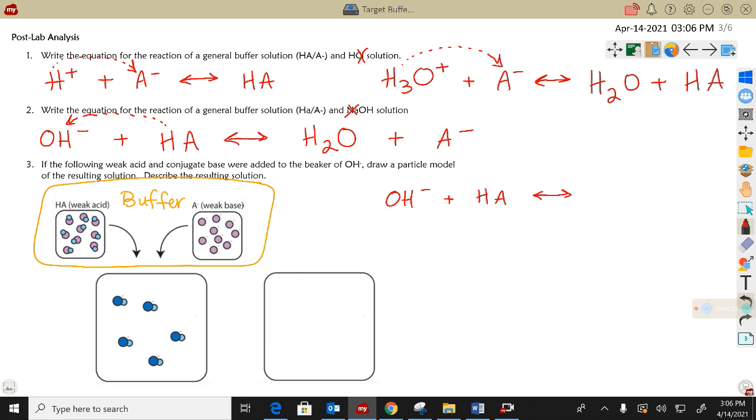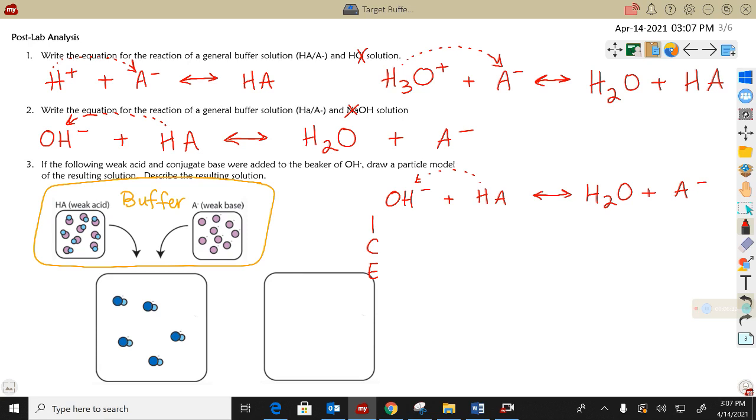Okay, so I'm going to get rid of that little hydrogen. React it with the hydroxide, I'll form water. And yeah, I'll be left with some A minus, the conjugate base. Ice tables are here to stay.